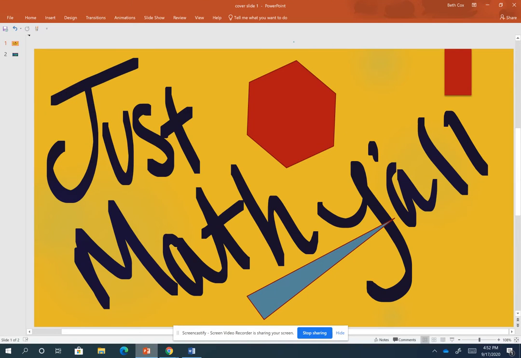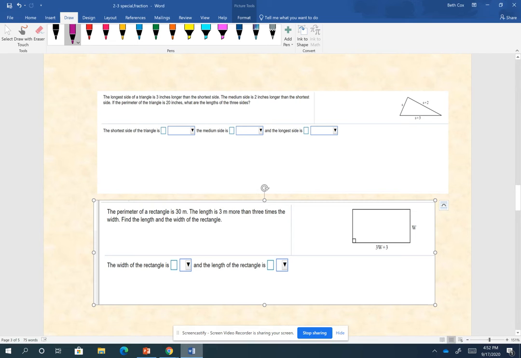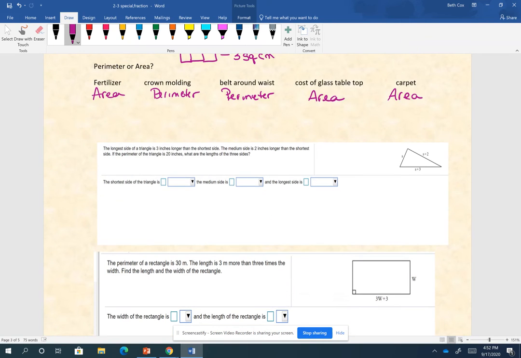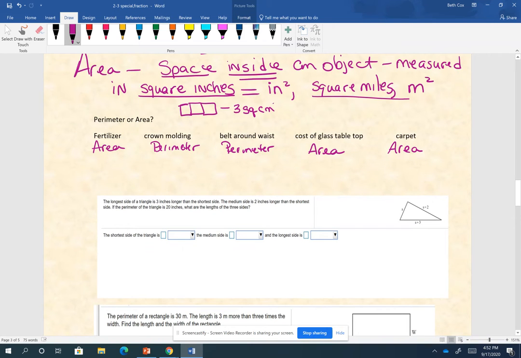All right, this is our last video for the unit, and we are going to look at some word problems using perimeter and area. So let's jump right into it. Okay, so we talked about what perimeter was. Perimeter is the distance around a shape or a figure, and area is the space inside. And so we talked about that.